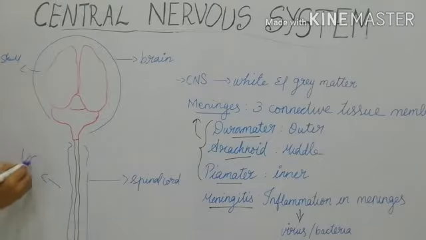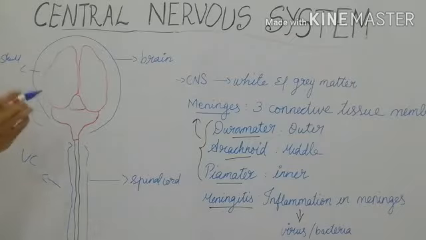And this central nervous system, both the brain and the spinal cord, is formed of two types of matter. They are the white matter and the gray matter, and it is due to the presence or absence of the myelin sheath on the axon. We studied this in types of nerve fiber, that is myelinated nerve fiber and non-myelinated nerve fiber.